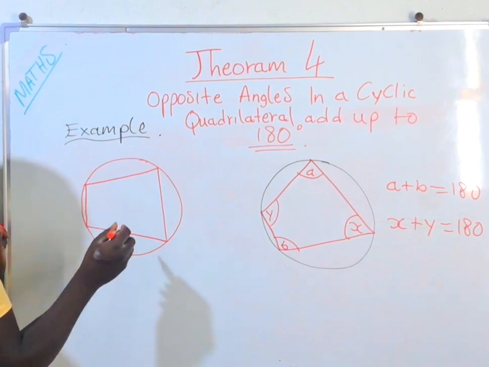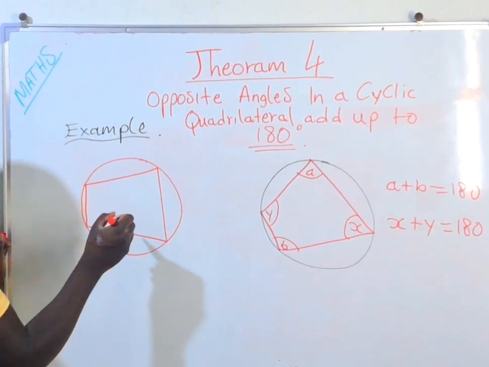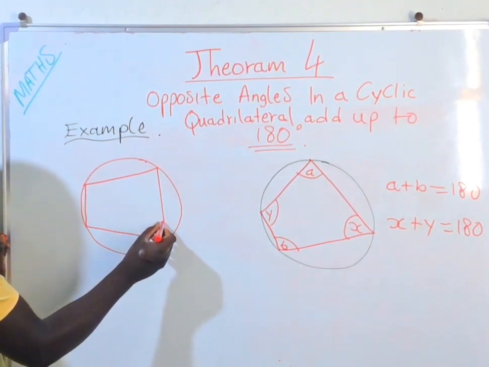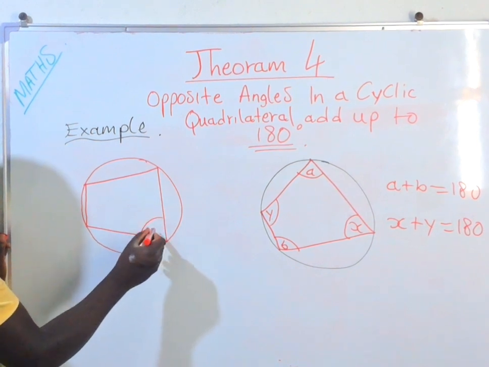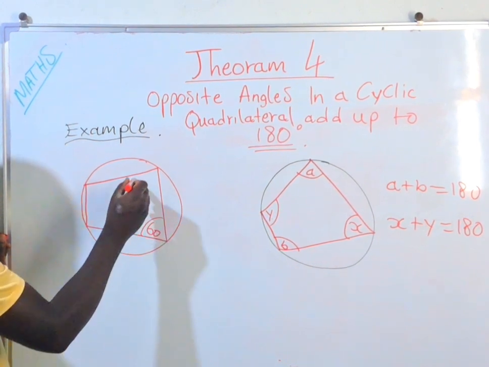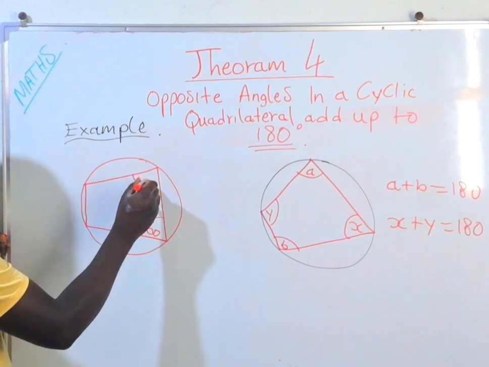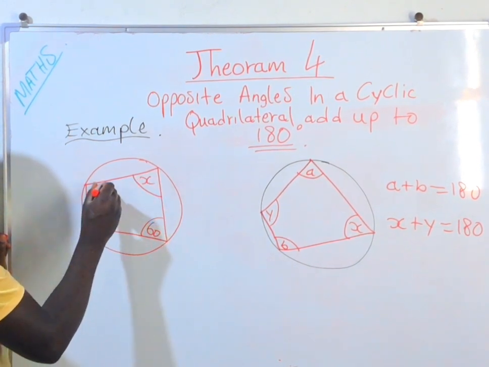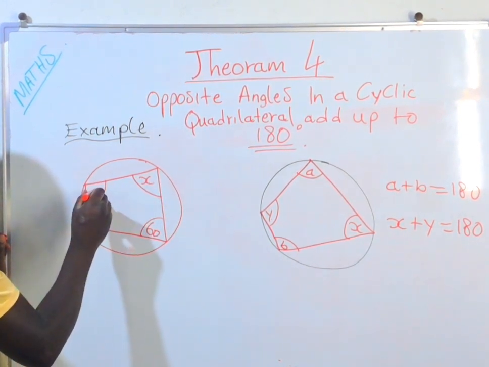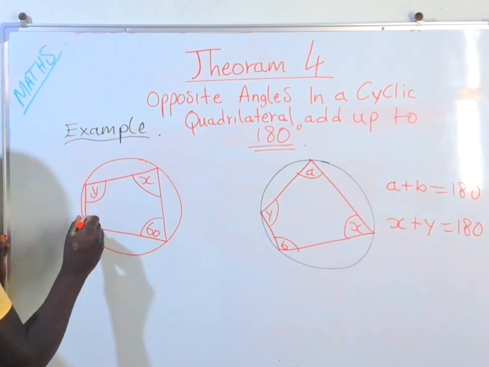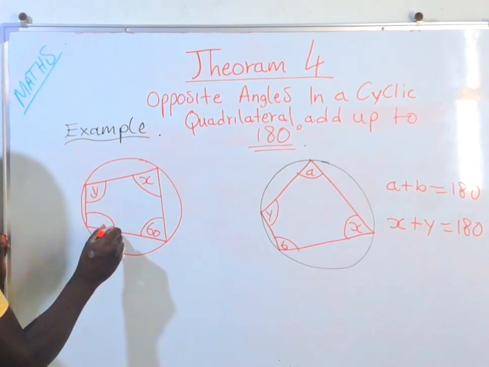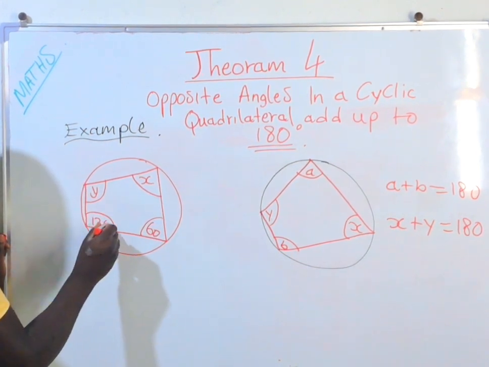If this is how we need to come up with the angles, we are going to assume that this is 60 degrees. Then this is angle X, and this is angle Y, and here we've been given the angle to be 120.